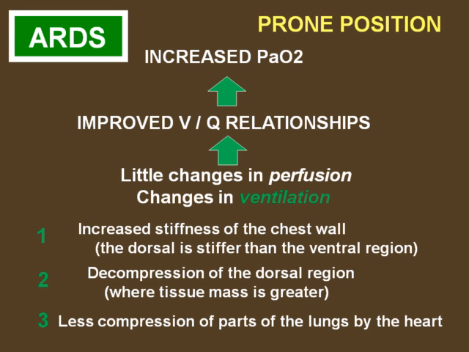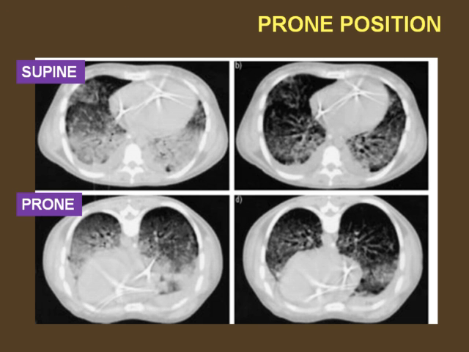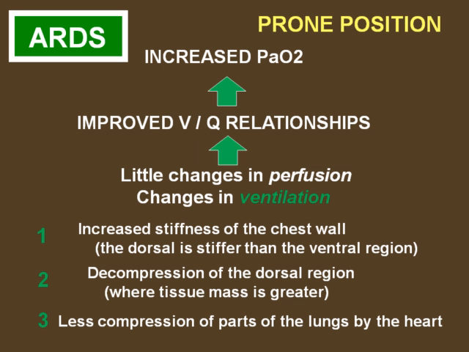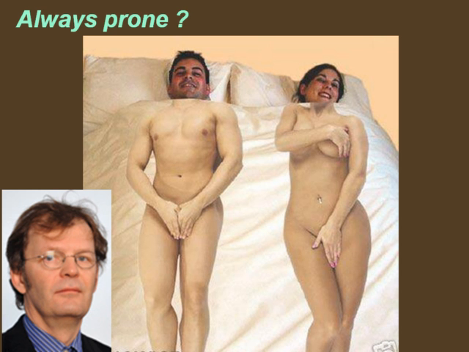The third element is that there is less compression of parts of the lung by the heart. When we are in a supine position, the heart rests a little bit on the lungs, whereas in prone position, the heart lies more directly on the sternum. So these are, in 1 minute, the 2 minutes, the pathophysiologic basis for our discussion here.